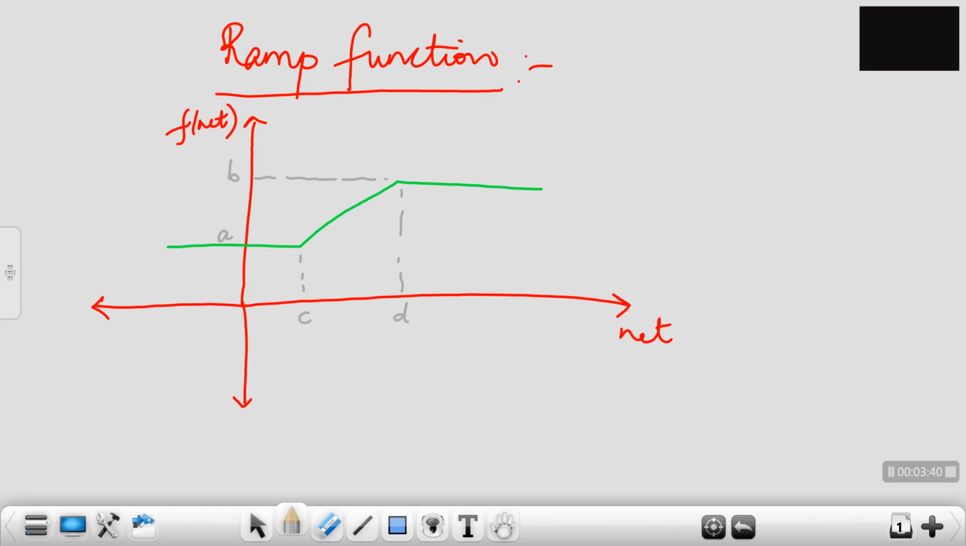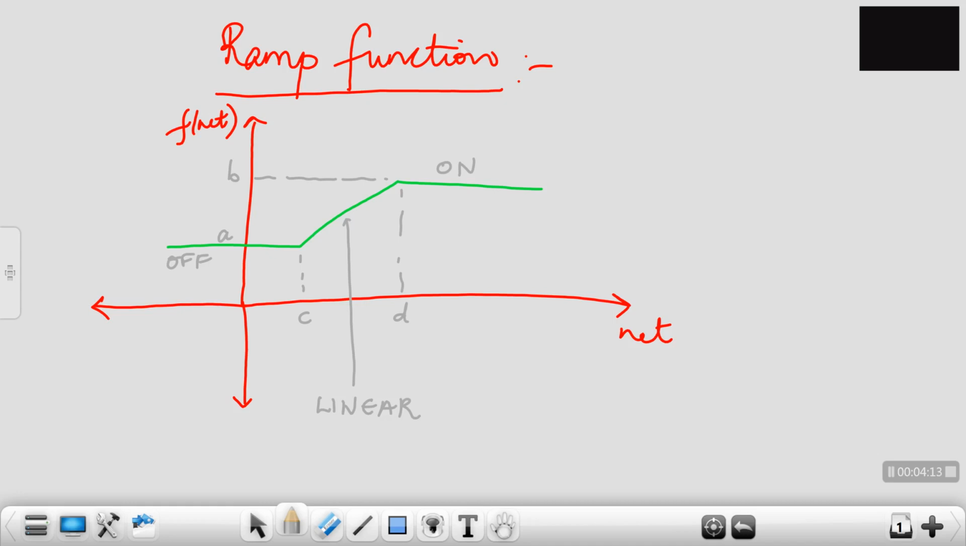How many states does this function have? The previous function had only two states, the high state and the low state, or the on state and the off state. This one has an intermediate stage, and at that place it is a ramp. Here I could say this is the off state, this is the on state, and this particular state is the linear state. There is a line, it is linear.